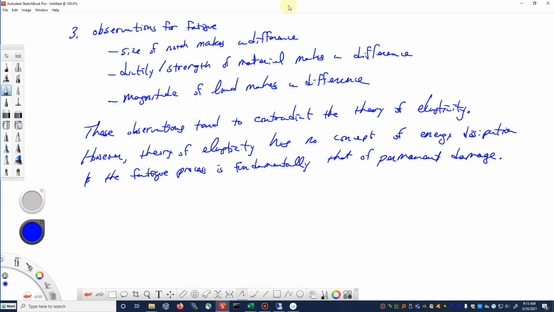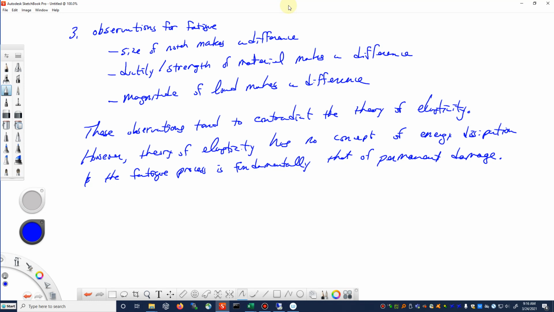One is that the size of the notch makes a difference. So if you have a 1-inch diameter bar, 25 millimeter diameter bar, and you have a notch in it, even if you scale up that bar to 10 inches or 250 millimeters, with all the dimensions the same, the size of the notch is going to make a difference. In theory of elasticity, the stress concentration factor charts, the stress concentration factor is exactly the same as long as all the dimensions are scaled up accordingly.